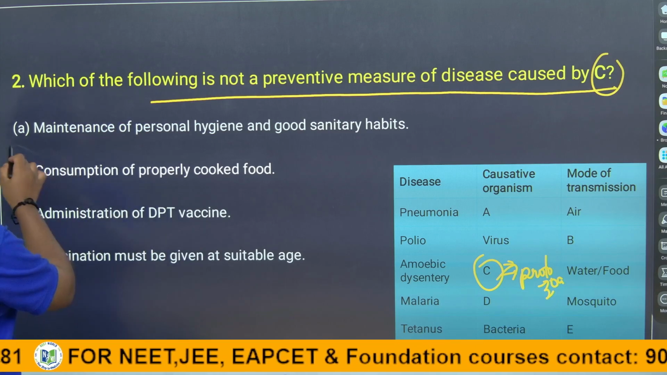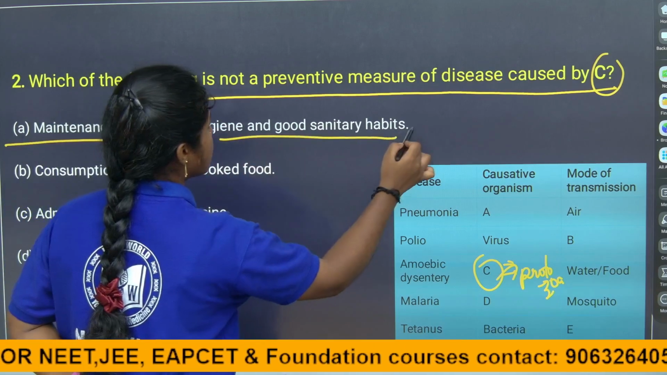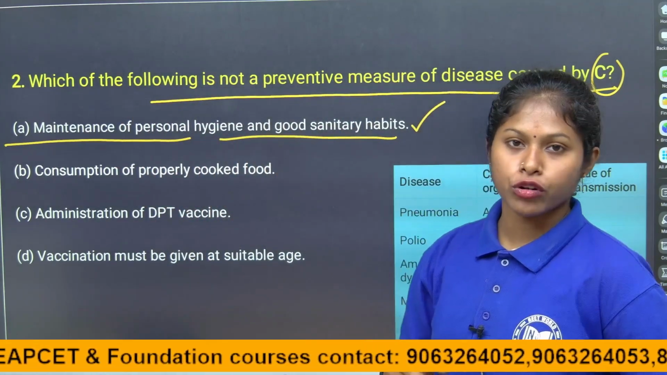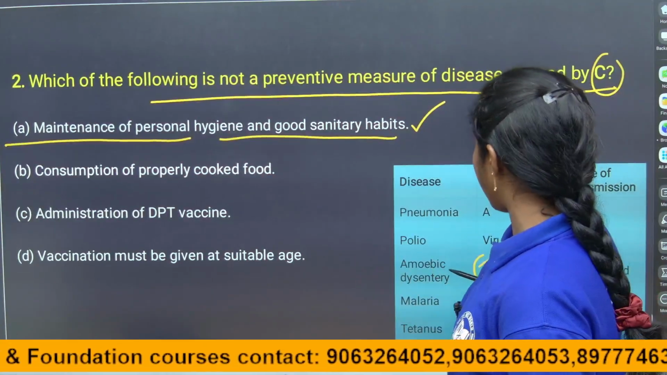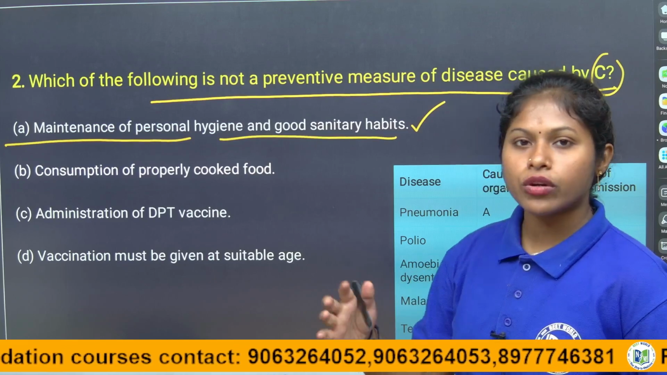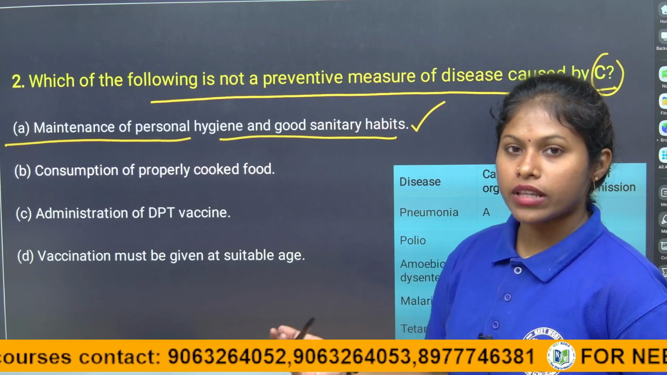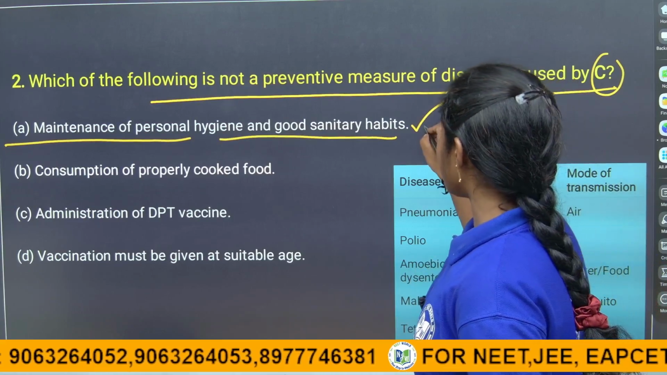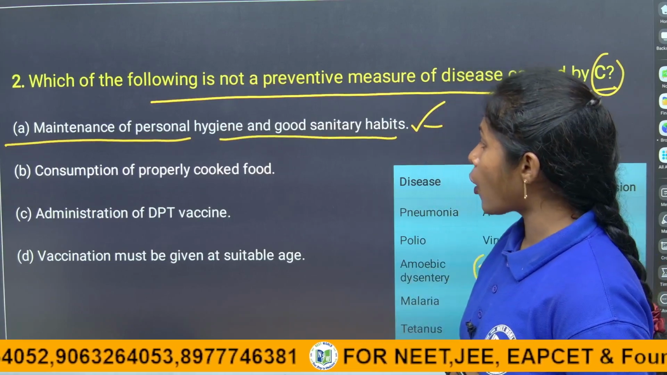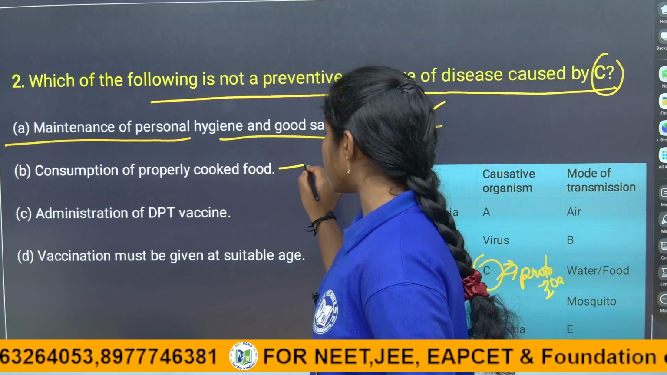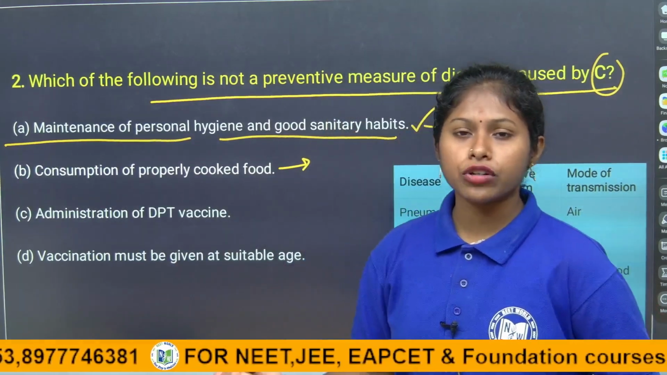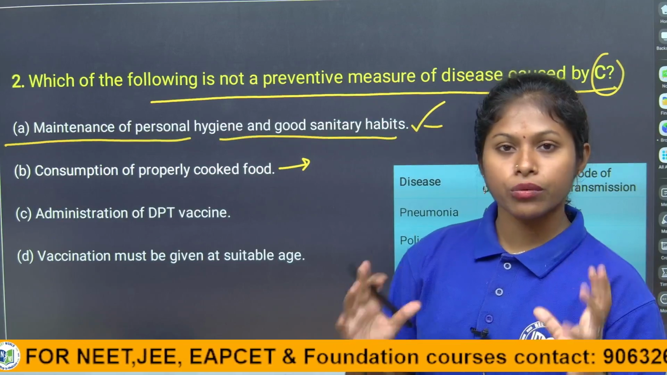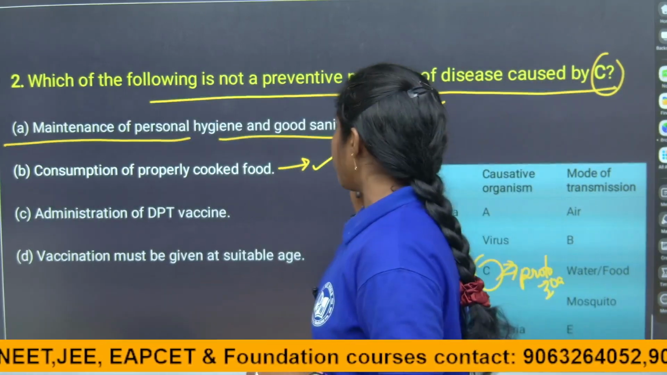Maintenance of personal hygiene and good sanitary habits is a preventive measure we should take to avoid the protozoans causing amoebic dysentery. It is contaminated through food and water, so if you maintain hygienic conditions, we can avoid it. Coming to the consumption of properly cooked food, uncooked food should be avoided, uncooked meat, uncooked vegetables. So we have to eat cooked vegetables. Here is also a preventive measure for amoebic dysentery.